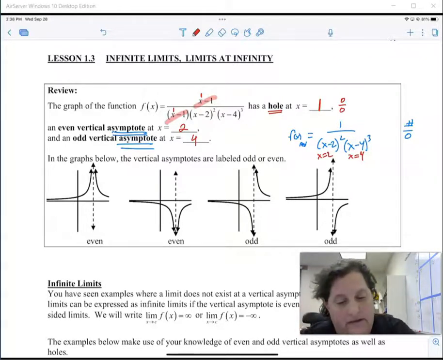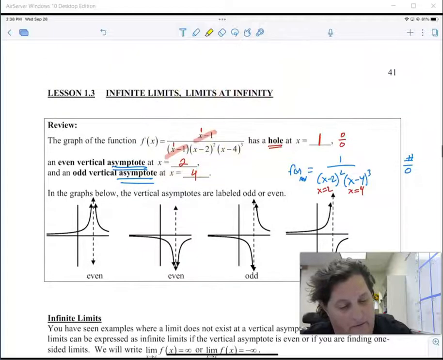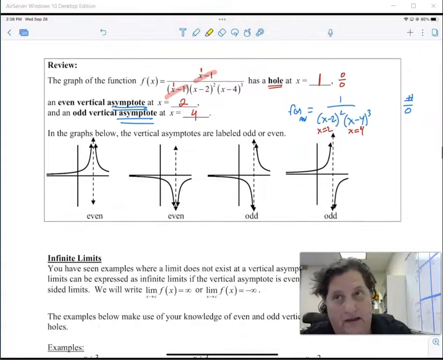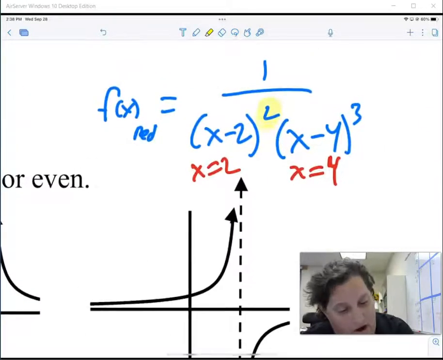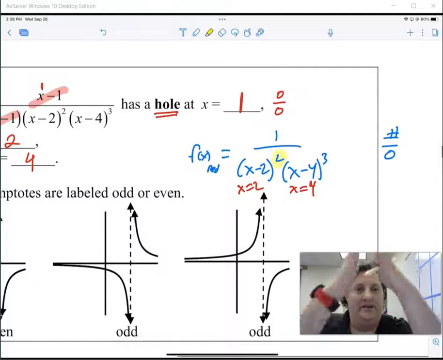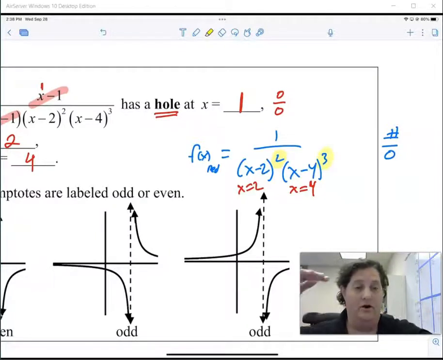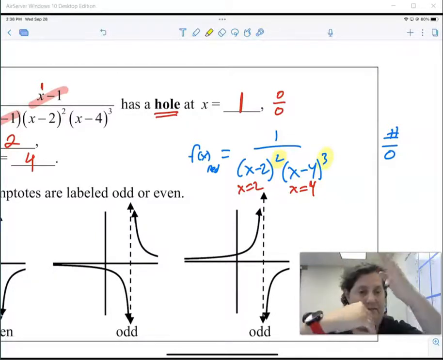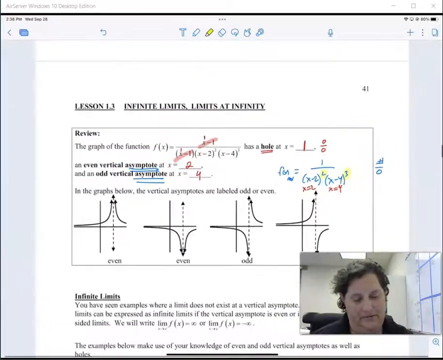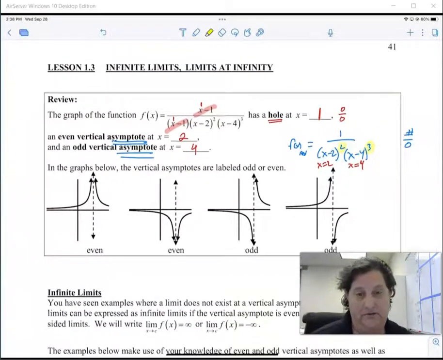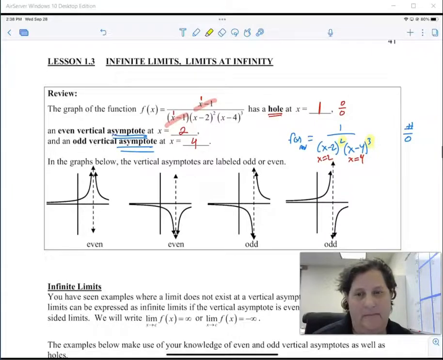How do I know? Literally, guys, just from the exponent. If it's a squared, it's even. They're going to go the same way, maybe up, maybe down. Kind of depends, right? If it's a third, they're going to go opposite ways, maybe like that, maybe like that. So it shows you some examples of even or odd asymptotes. It kind of helps us to look at this stuff when we're thinking about graphs.